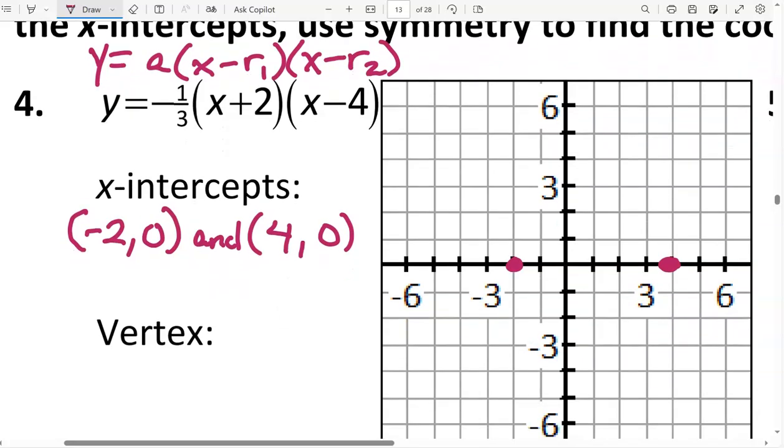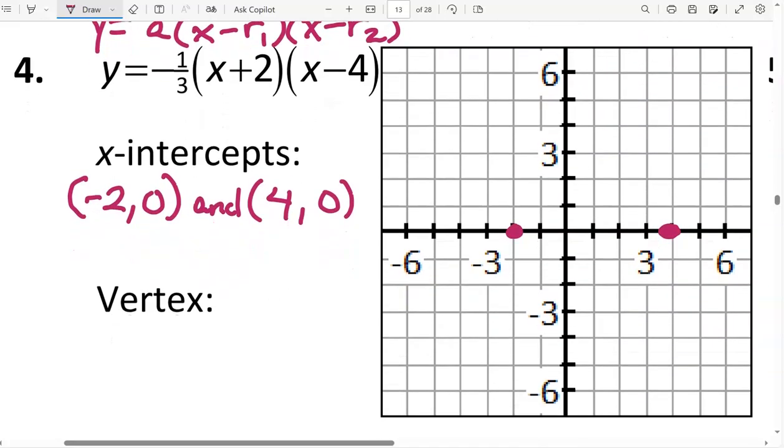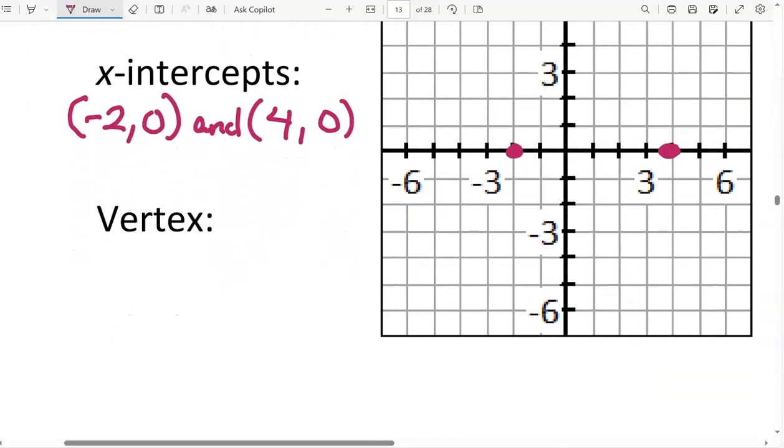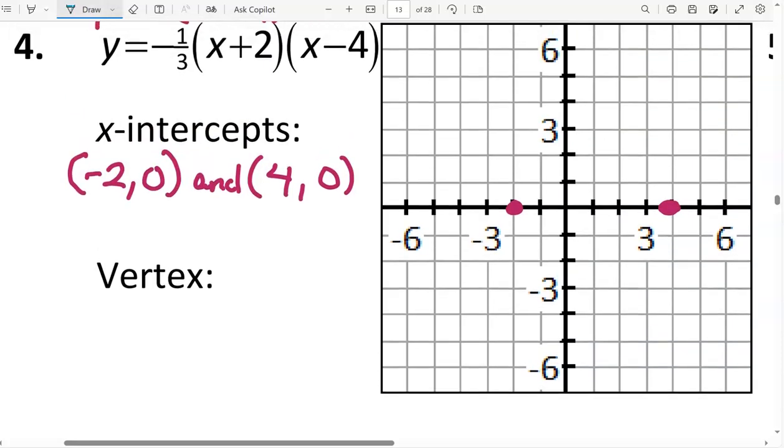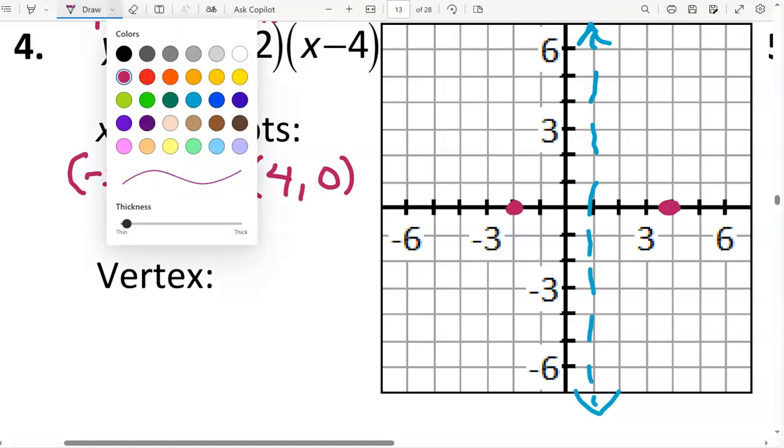Now remember, there's a symmetry to this graph. Since those 2 points have the same y value, the axis of symmetry must be located halfway between those 2 points, or equidistant from those 2 points. That will be that vertical line that has an equation of x equals 1. So we know immediately that our vertex has an x value of 1.